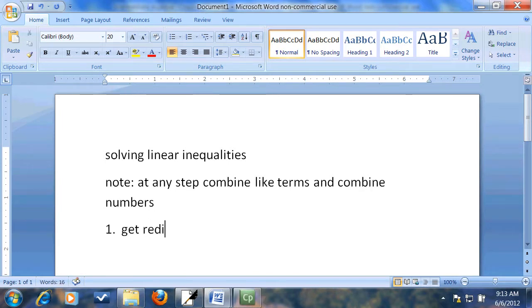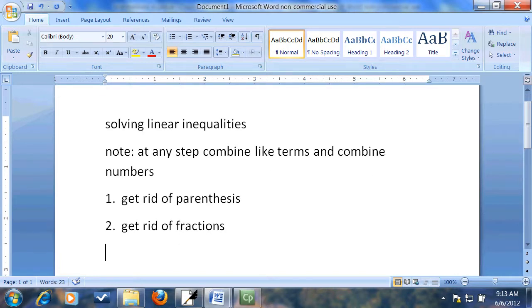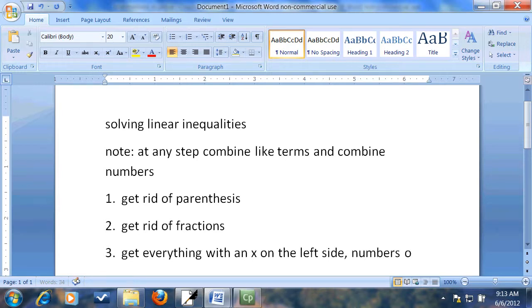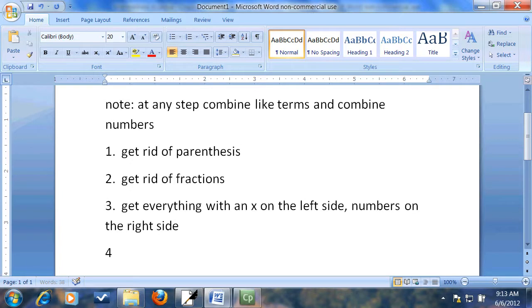Step 1, get rid of parentheses. Step 2, get rid of fractions. We get rid of parentheses via the distributive property. We get rid of fractions by multiplying everything by the LCM of all our denominators. And step 3, get everything with an x on the left side, numbers on the right side. And step 4, divide both sides by the number in front of the x.